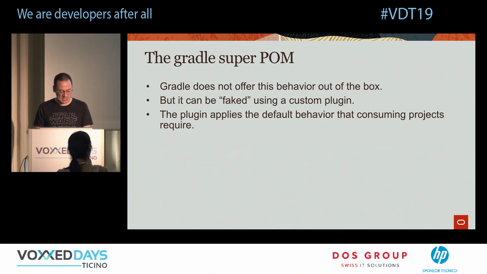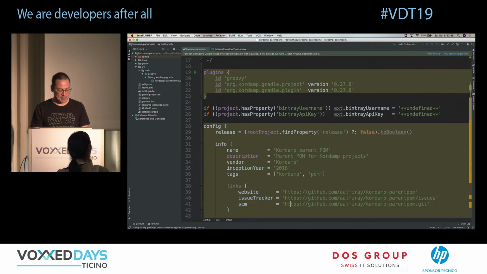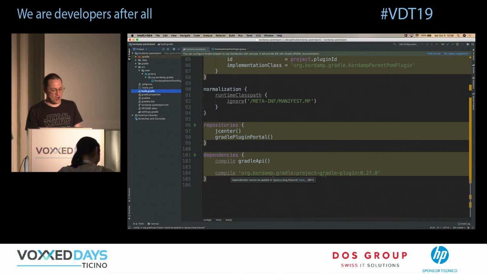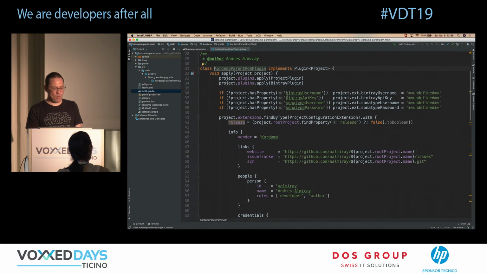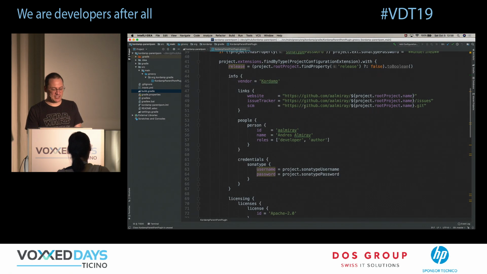So let me show you an example of what could be a Gradle POM, actually something that I already have in production. This is a project that happens to be just a Gradle plugin. And the thing that this Gradle plugin does, let me show you the build file, is it says I'm going to use a dependency on the project plugin that we saw before. And when I apply my custom parent POM plugin, I'm going to apply project and Bintray and do some configurations. And here is the config block that we saw earlier.